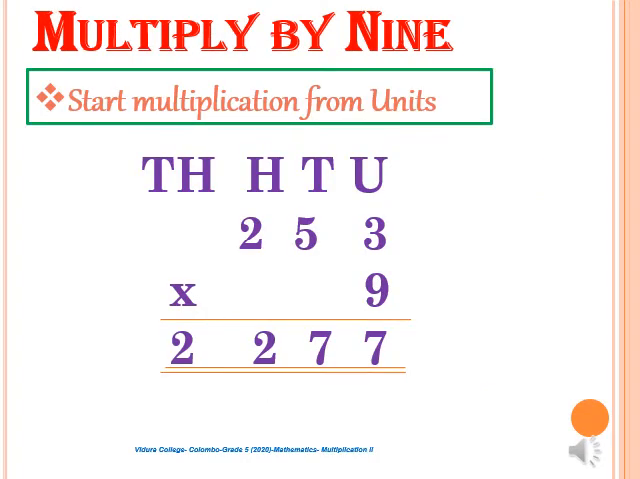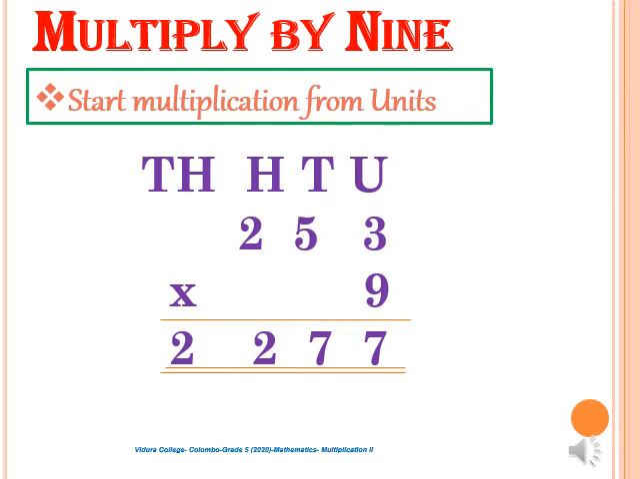Here I have multiplied a 3-digit number by 9. The number is 253. Units, tens and hundreds are the place values. When you are multiplying by 9, once again you start from the units column. 9 times 3, 27. So 7 comes to the units column and 2 goes to the tens column. Then you multiply 9 times 5. Add 2 to the answer.